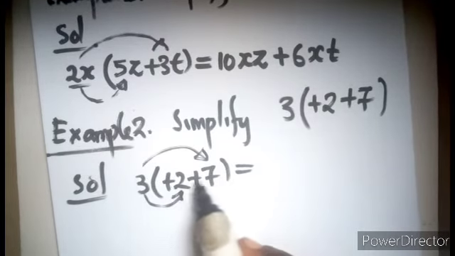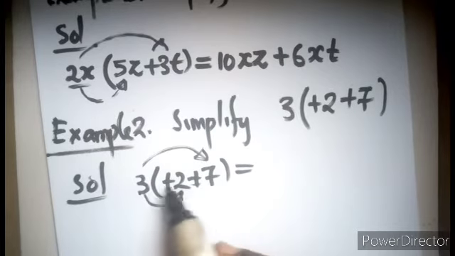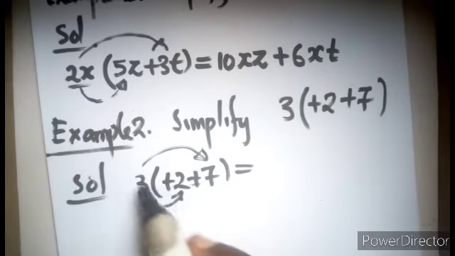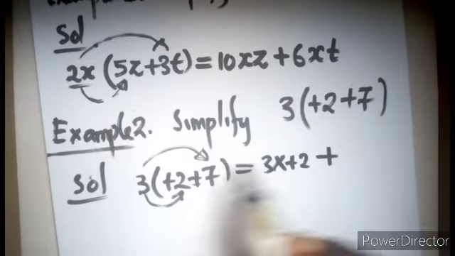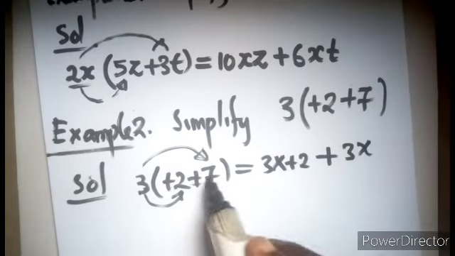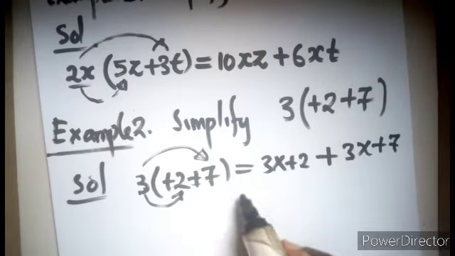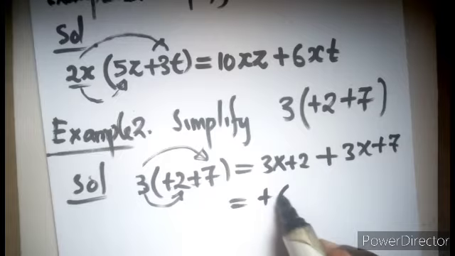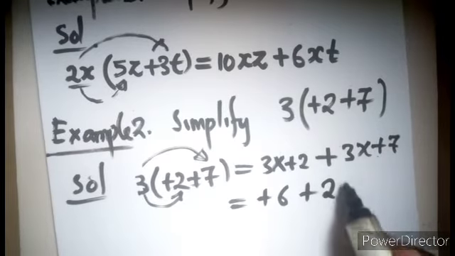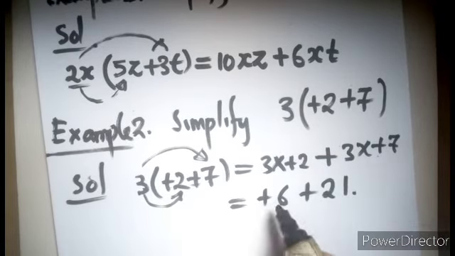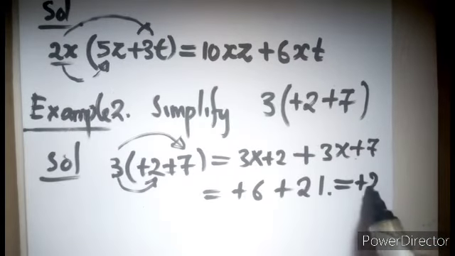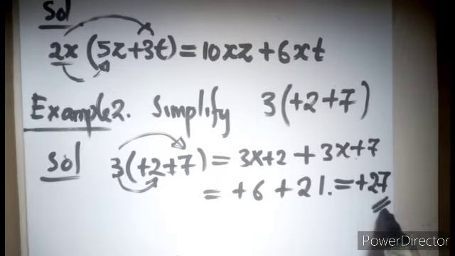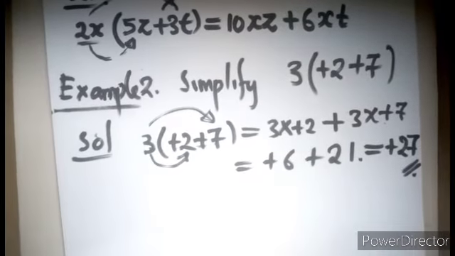I know we can sum this and multiply with 3, right? But we want to use the method, okay? 3 times plus 2. So we have 3 times what? Plus 2, plus 3 times what? Plus 7, okay? So we have here plus 6 plus what? 21. And plus 6 plus 21 is clearly what? Positive 27. Okay, that's using the method.